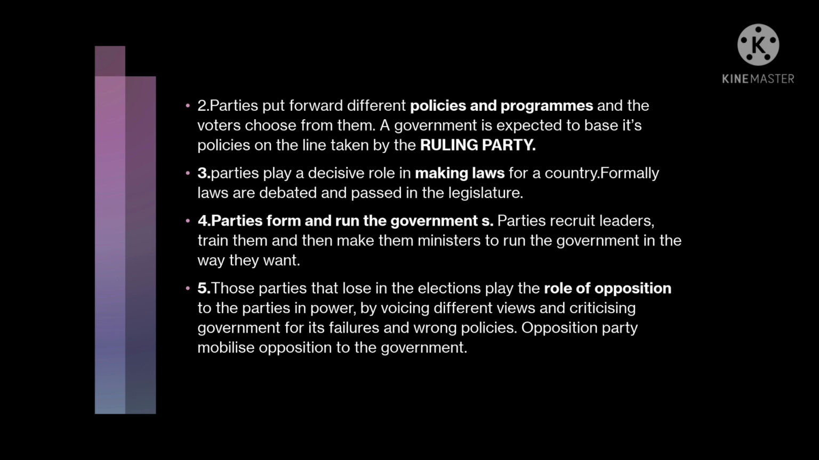Parties put forward different policies and programs. Come to the next one. Political parties play a decisive role in making laws for a country. Usually the political parties make laws whenever they form the government. For the entire country, they make laws in Parliament. For a state, they make laws in the Assembly. So political parties make laws. That is the third important function of political party.